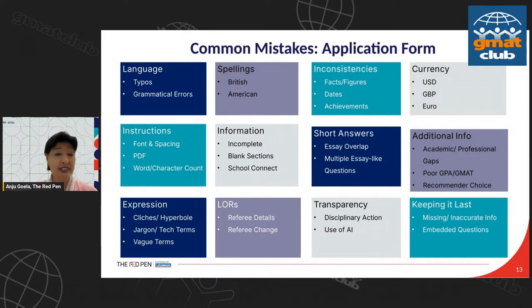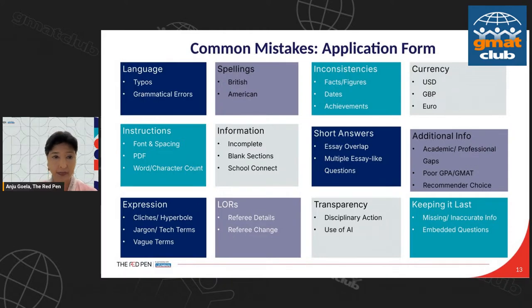Please follow instructions that schools give you in terms of the font and spacing. Sometimes they specify the font and spacing margins that they want in your essays. So please follow that. PDF, try and PDF. Please do PDF your resume and your essays unless otherwise specified by the school.